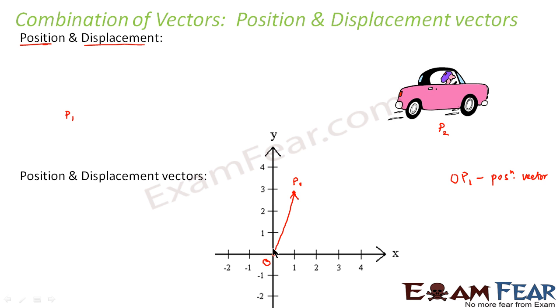Similarly, let us suppose the final position is P2. What would be the position vector? This line with this arrow. Since we are measuring the direction from origin to P2, its direction would be towards P2. So OP2 is again a position vector of the car at P2.